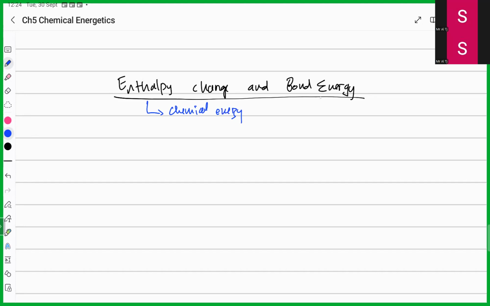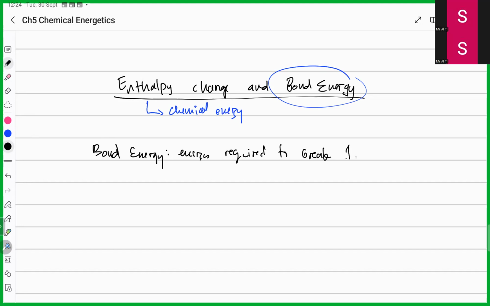Now, what is bond energy then? Okay. Now, we're going to define bond energy as energy that's going to be required to break 1 mole of covalent bond. It has been found that every type of covalent bond requires a certain amount of energy.